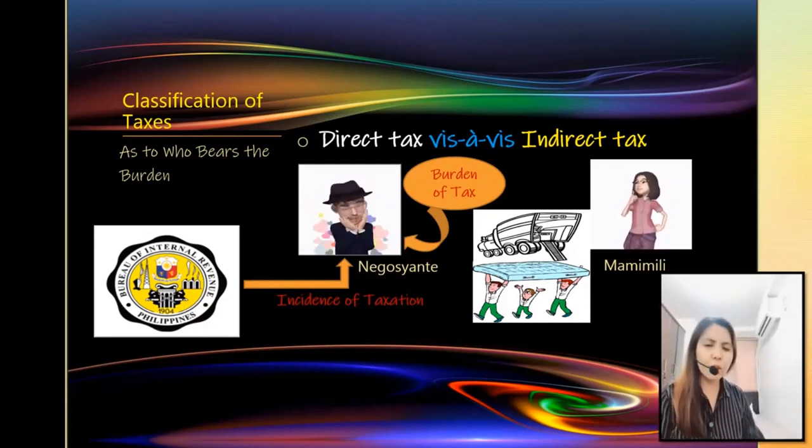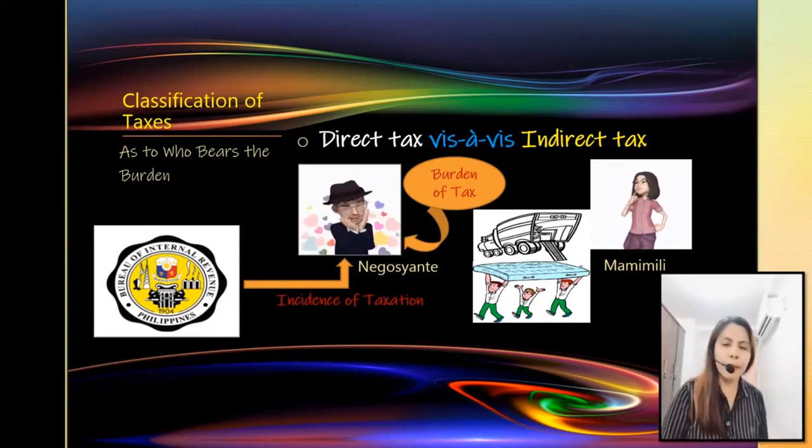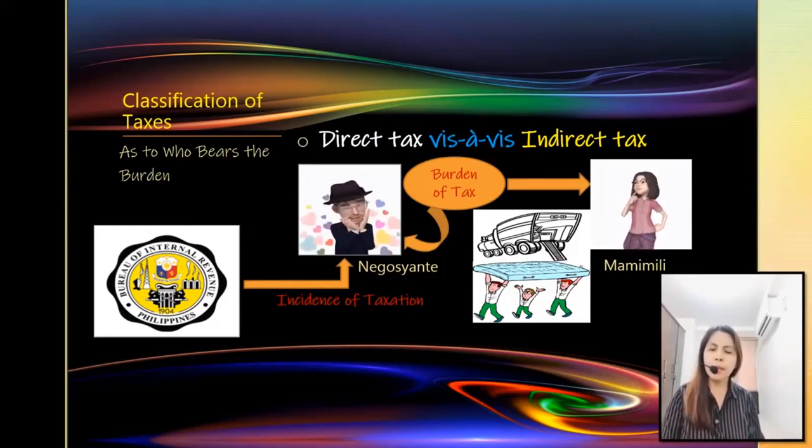However, the nature and characteristic of value-added tax is that it can be shifted to the customers, to the buyers. Ultimately, it is the end user who shoulders the payment or the burden of the tax. Mr. Negosyante can shift the burden of paying the value-added tax to mamimili. And that makes value-added tax an indirect tax.